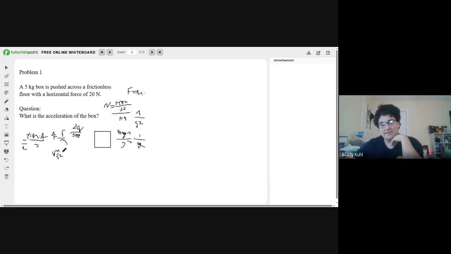So that's the acceleration. As a bonus, if you want to find the velocity after 5 seconds, you can use kinematics. The velocity is V equals 0 plus at. In 5 seconds, you plug in V equals 0 plus 4 times 5. The seconds cancel out, and you get 20 meters per second. This box has a pretty high acceleration.